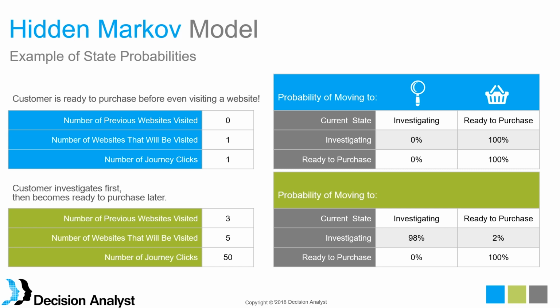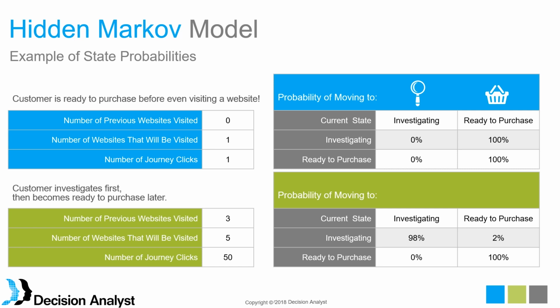And so the transition probabilities are the 4 probabilities, 0%, 0%, 100%, 100% on the top right table. And they represent the probability of staying in an investigating state or transitioning to a ready to purchase state. So this person is ready to purchase. Their probability of moving to ready to purchase if they were in an investigating state is 100%. They're just going to go for it. And the probability of staying in a ready to purchase state, given that you're already in a ready to purchase state, is also 100%. This person would purchase immediately.